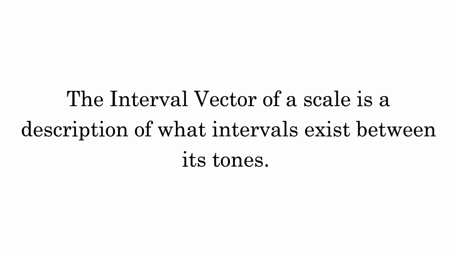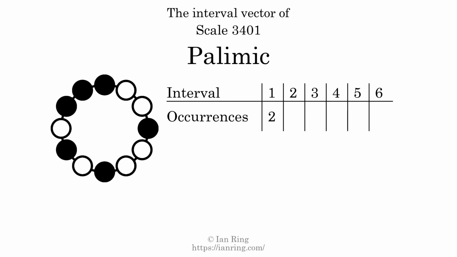The interval vector of a scale is a description of what intervals exist between its tones. There are 2 intervals with a size of 1 semitone. They are here and here. There are 3 intervals with a size of 2 semitones. They are here, here, and here.